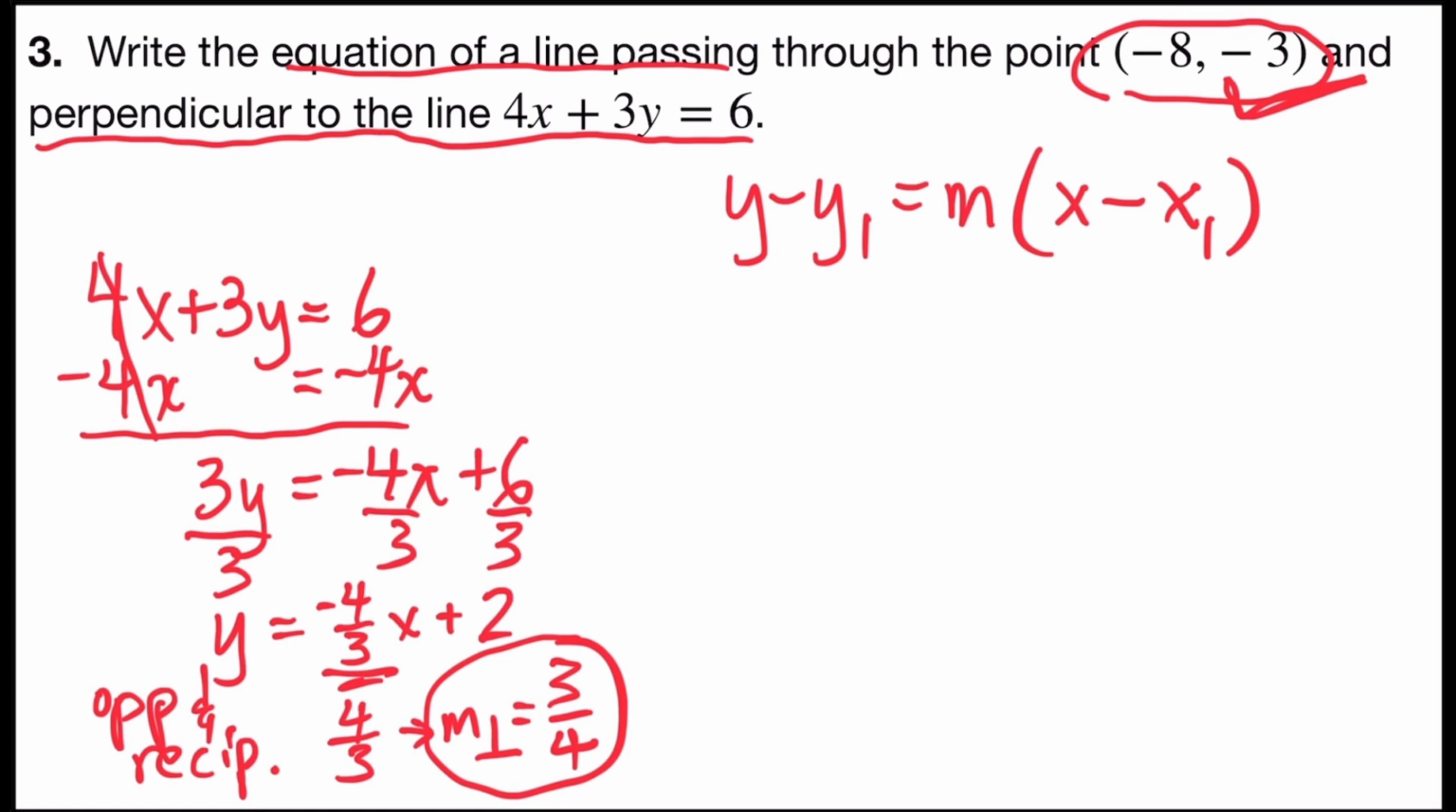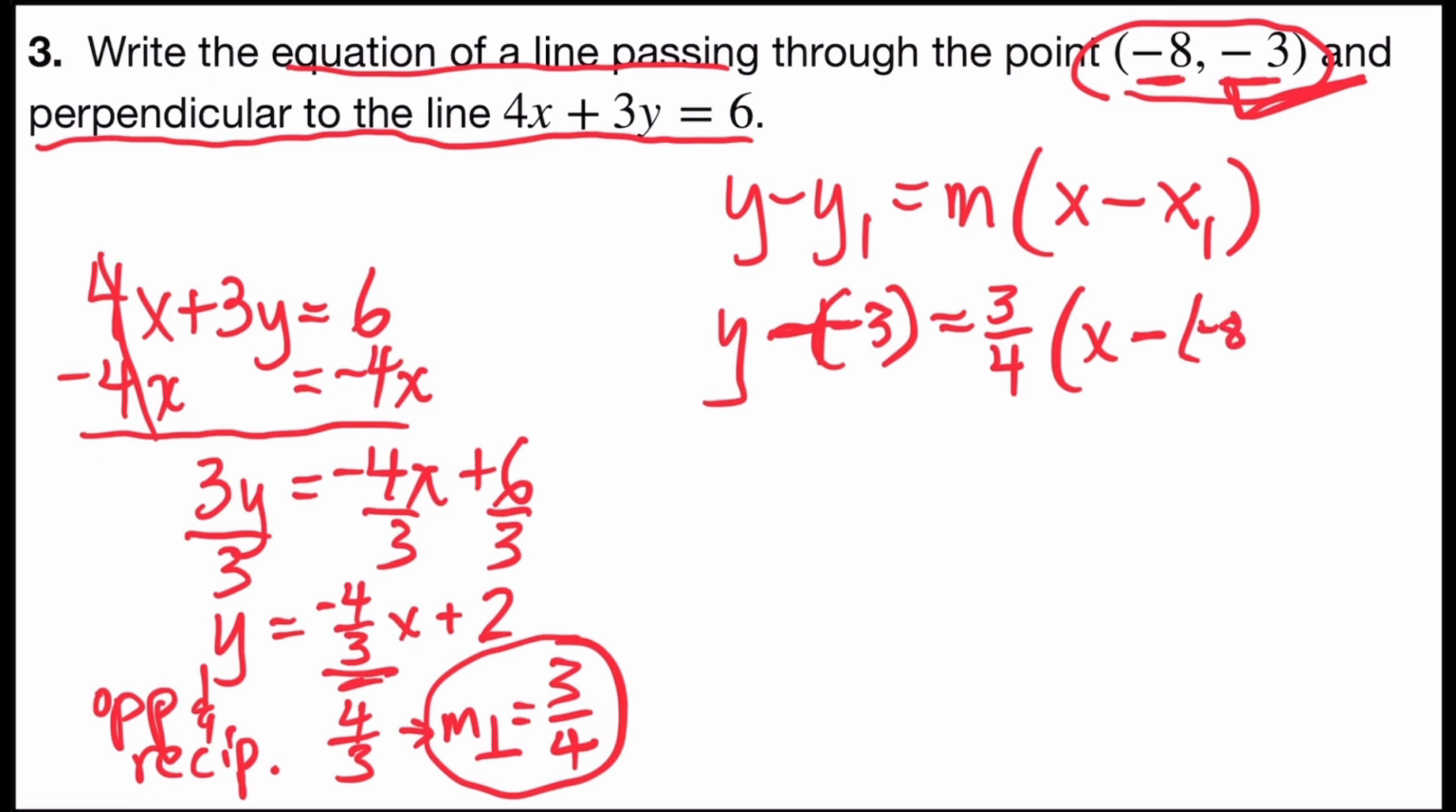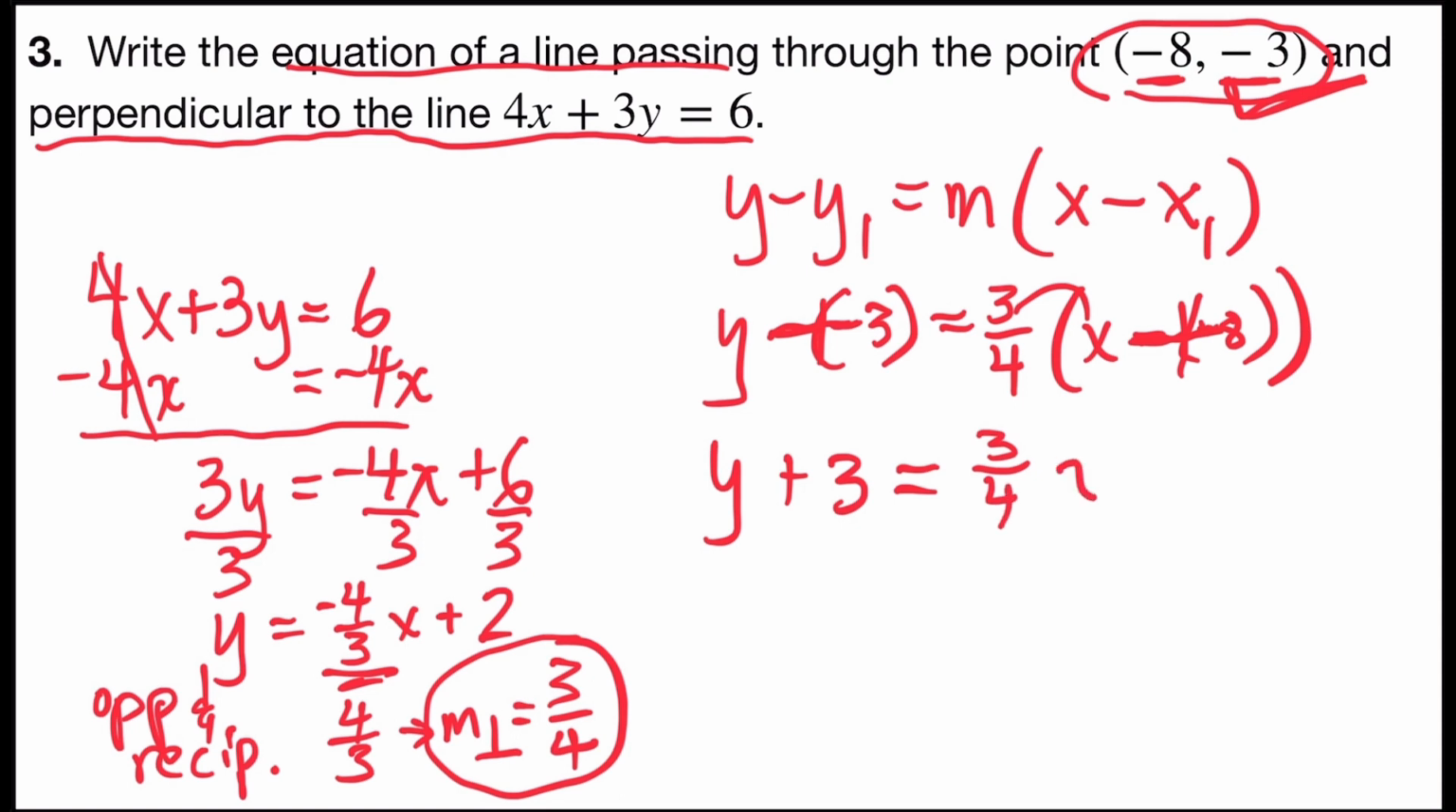So let's substitute. Y minus, in the formula, -3 is the y coordinate, and remember, a double negative means plus, equals the slope, 3/4, times x minus, the x coordinate is -8, so I have a negative from the formula and a negative from the coordinate. A double negative again means plus. So y plus 3 equals, distributive property, 3/4 times x is 3/4 x, and 3/4 times 8, 8 times 3 is 24, 24 divided by 4 is 6.